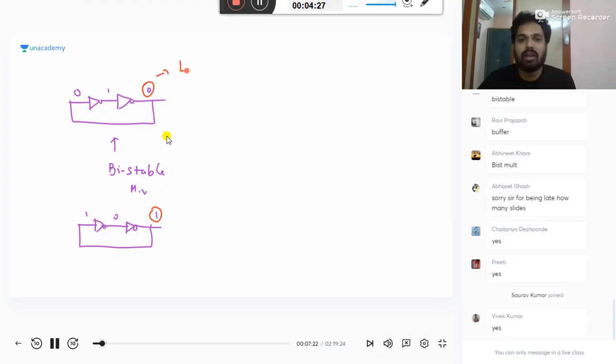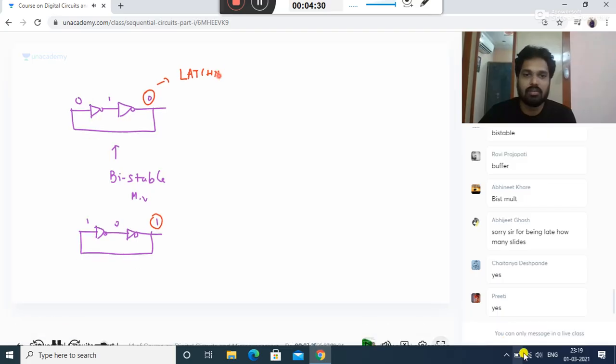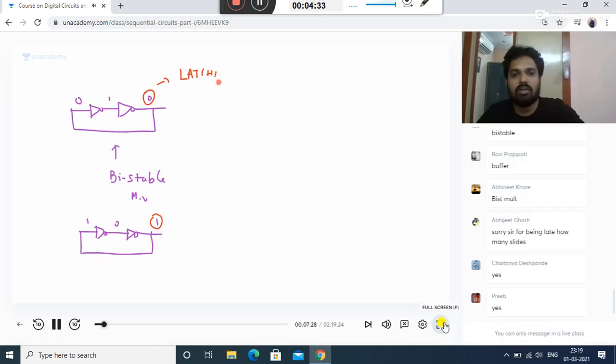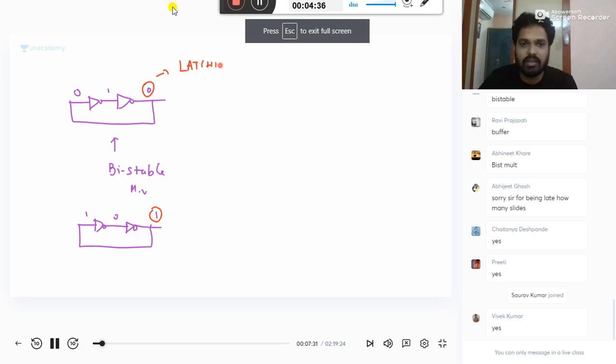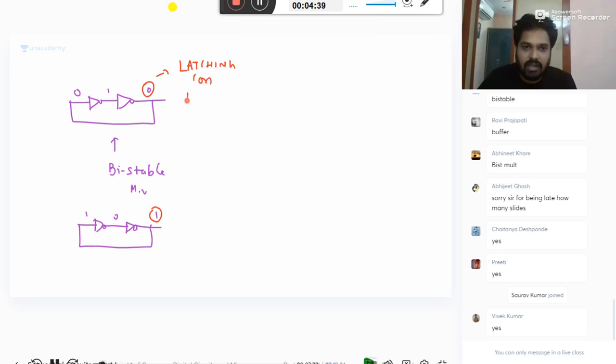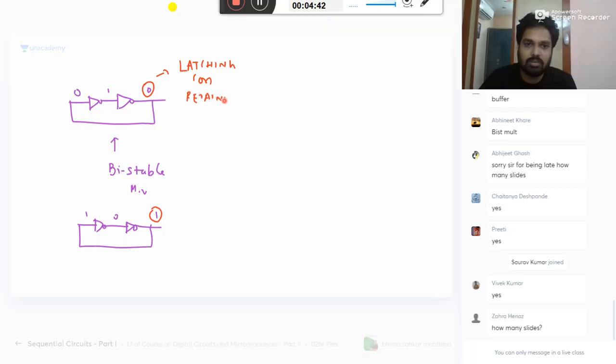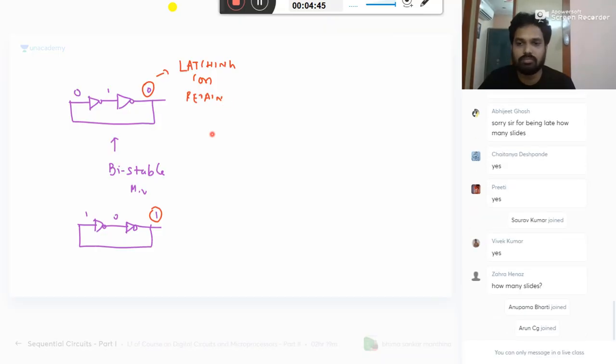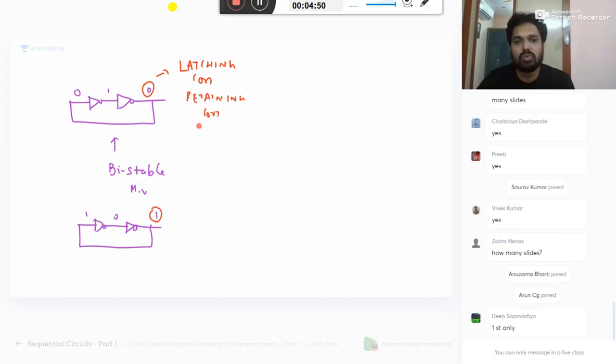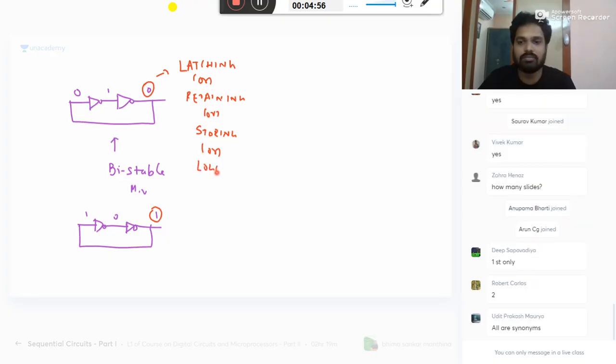What is this? Latching. Okay. Just English meaning, nothing to worry about. Latching or retaining. We are in the beginning only, don't worry. Retaining, storing, or locking. So you can use any one of this terminology. What it is doing, it is locking, storing, latching, whatever may be, retaining the data as it is.